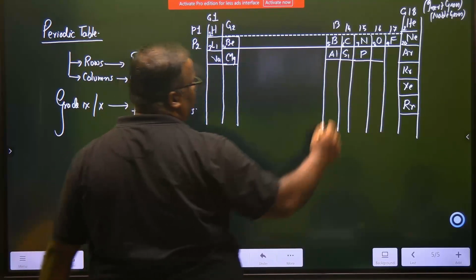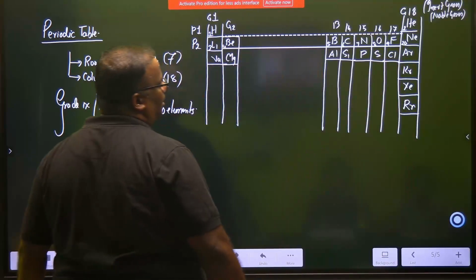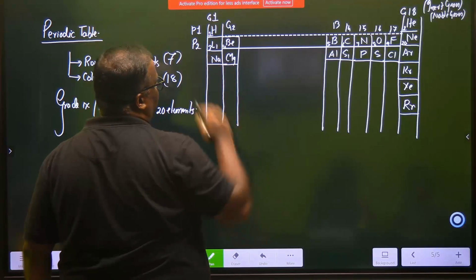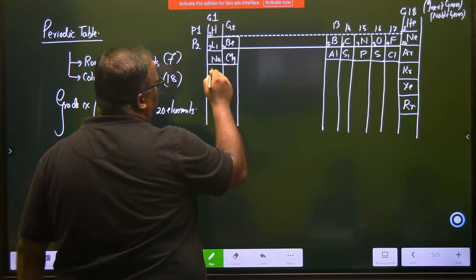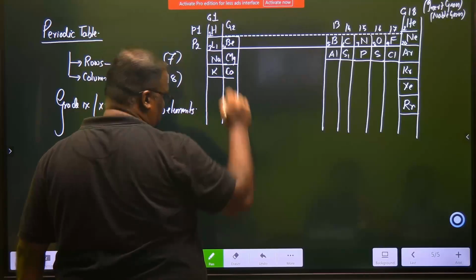Oxygen, we will get sulfur. And fluorine, we will get chlorine. Under lithium is sodium. Then we will get potassium and calcium. That's done. 20 are done.